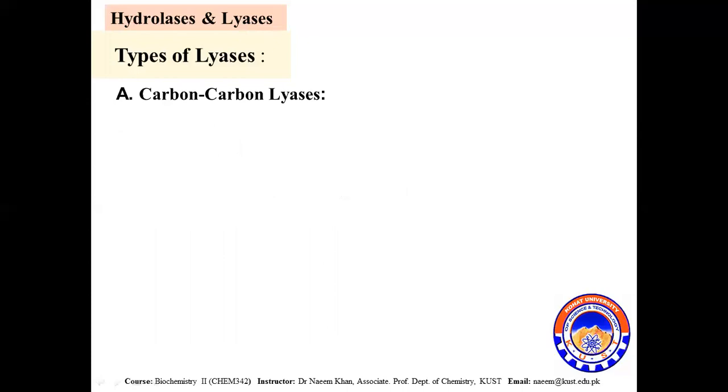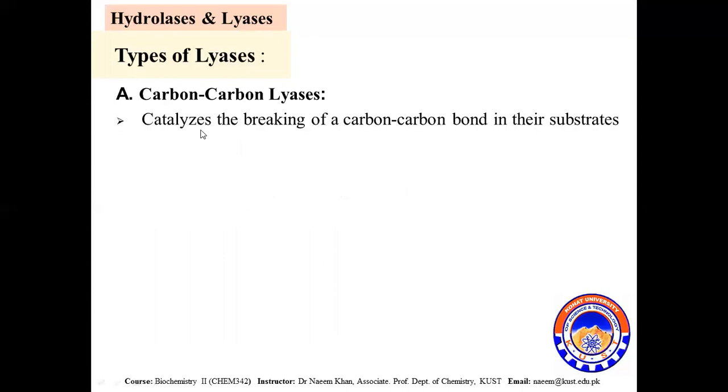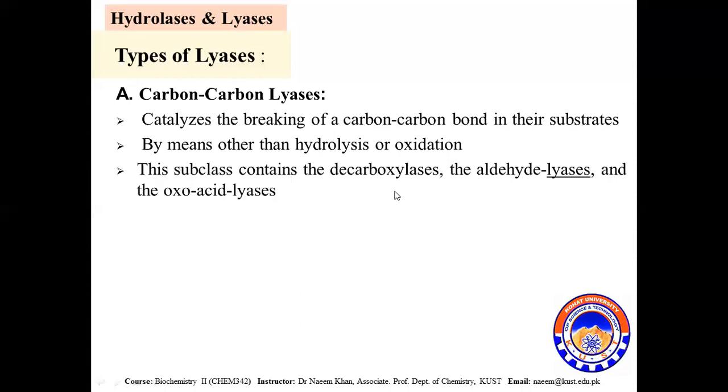So let's go to the types of lyase. First is carbon-carbon lyase. These are the enzymes which catalyze the breaking of carbon-carbon bonds in their substrate, and we know that the mechanism will be other than hydrolysis or oxidation. This subclass contains decarboxylases, aldehyde lyases, and oxoacid lyases. In this class, the carbon-carbon bond will be broken by a mechanism other than hydrolysis or oxidation.